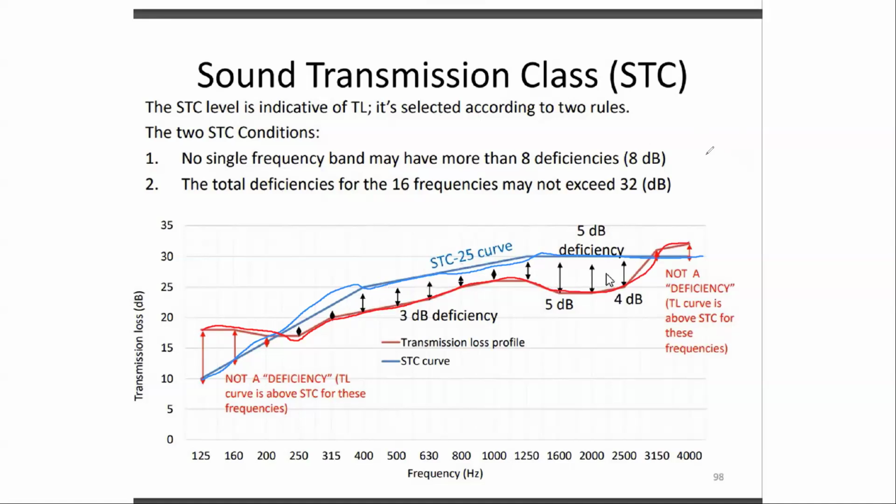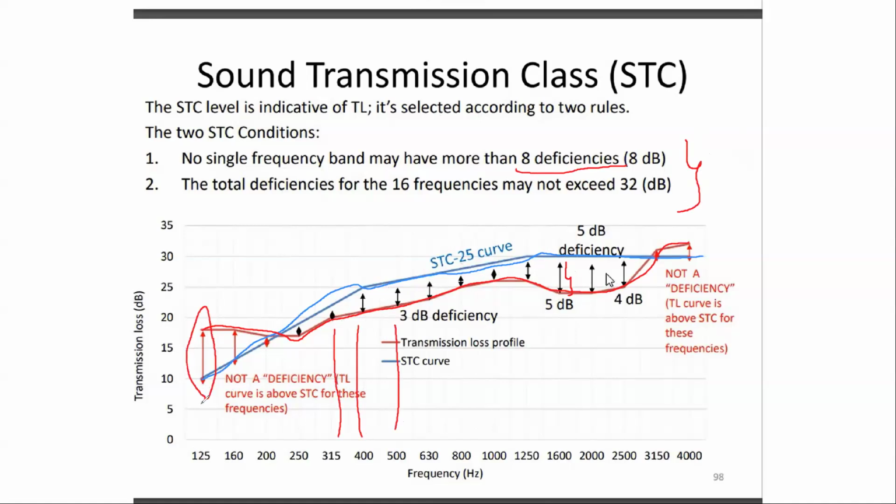To award this, you need to check for two things. Number one, no single frequency. These are the frequencies, right? No single frequency band may have more than 8 deficiencies, meaning that this entire thing should not be more than 8. It's 5 now. Now, I want you to pay attention to this one.